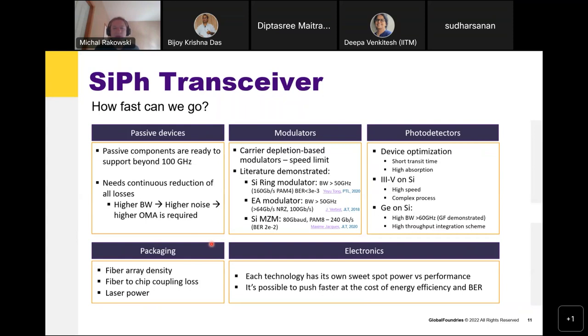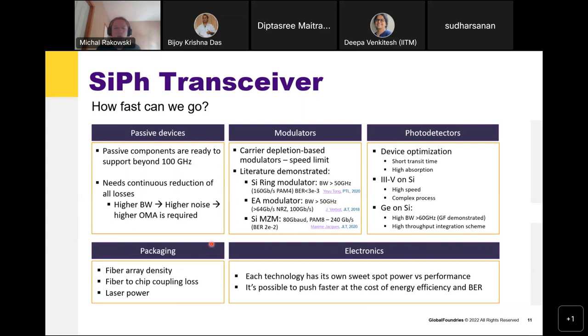through the losses. A reduction of the loss allows you to work with the same laser power if you want to meet a specific energy efficiency of the transmitter, which means your signal to noise ratio on the electronics, especially on the receiver side, could be higher. That means you may achieve higher OMA and a better bit error rate. So losses on the passive devices are extremely important for high performance systems, where increasing signal to noise ratio and OMA is needed.